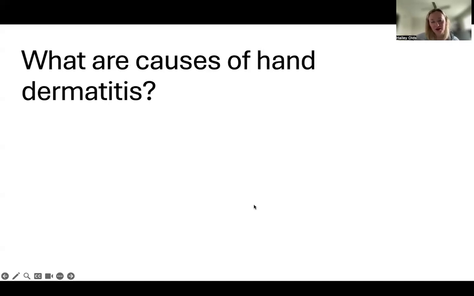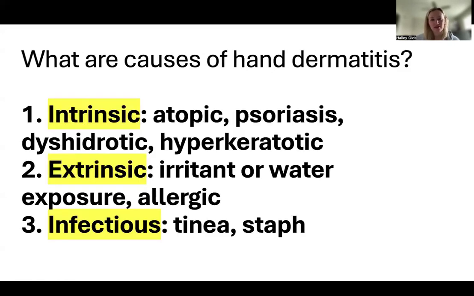What are some different causes of hand dermatitis? So anything that can cause a rash on your hands. So it can be intrinsic, so something like atopic dermatitis, or like dyshidrotic eczema, psoriasis. It can be extrinsic, so irritant contact derm or allergic contact derm, and it can be infectious, so tinea manuum or staph infection.